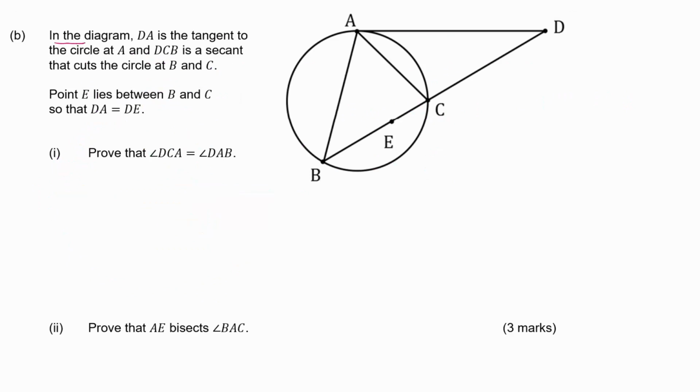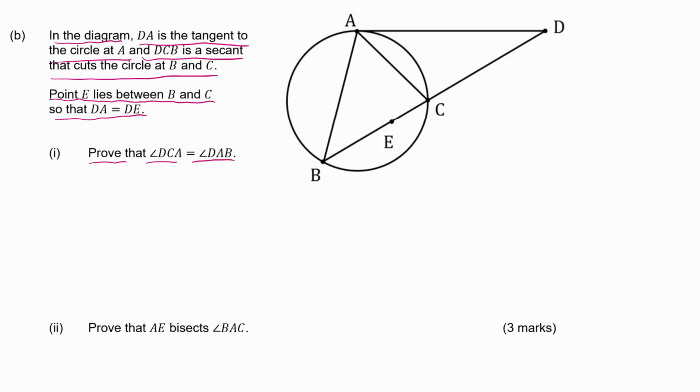In the diagram, DA is the tangent to the circle at A, and DCB is a secant that cuts the circle at B and C. Point E lies between B and C, so that the distance from D to A is the same as the distance from D to E. We want to prove that the angle DCA is equal to the angle DAB.